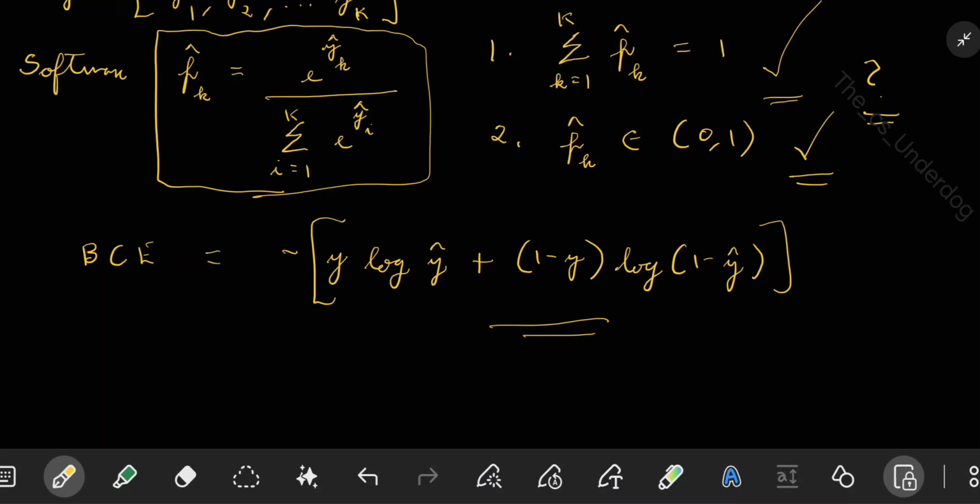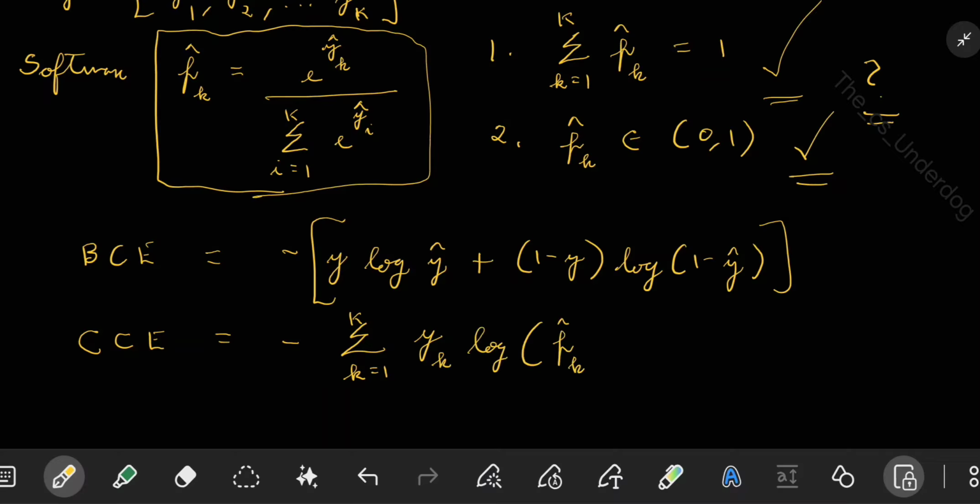So in case of categorical cross entropy, we are going to use the same logic and we are simply going to extend this into k different classes. So the same logic when extended to k classes, what happens? This will be minus of sigma k equal to 1 to k, and what will it be? Yk into log of pk cap. This is what it will become.